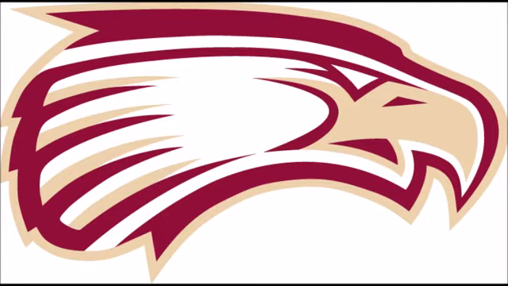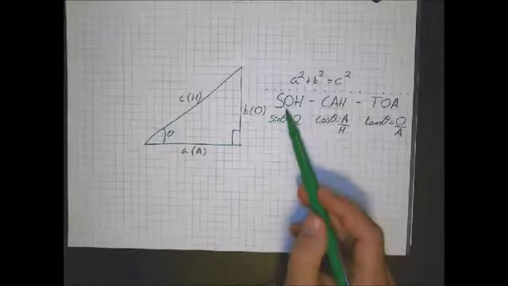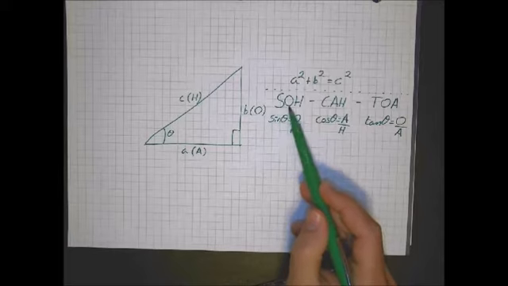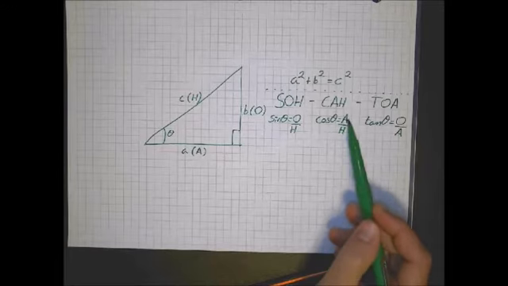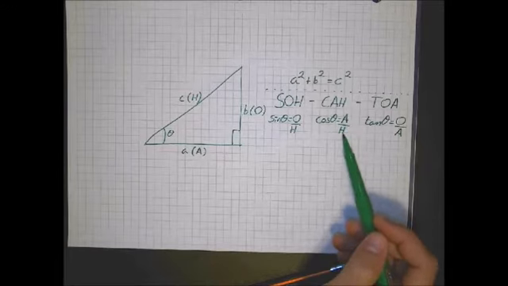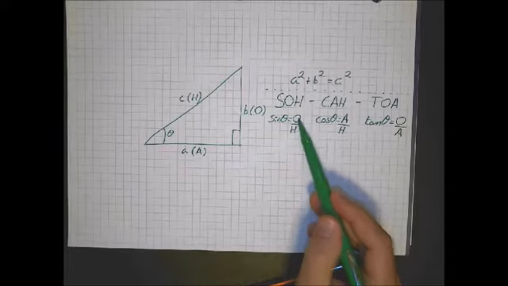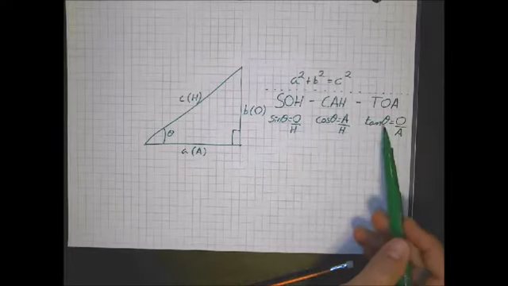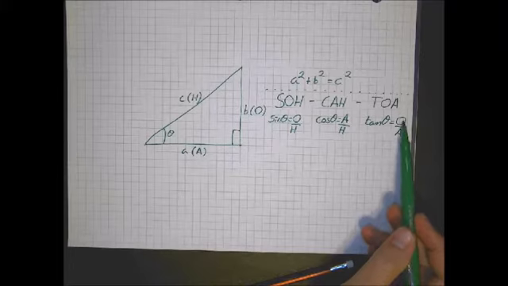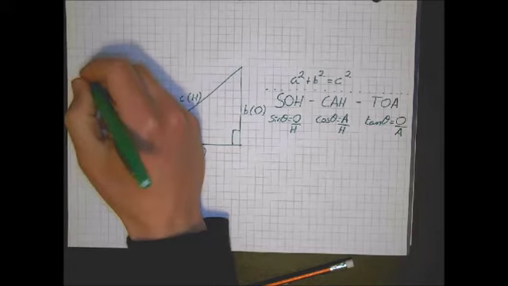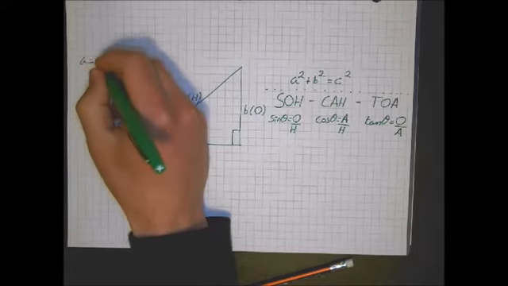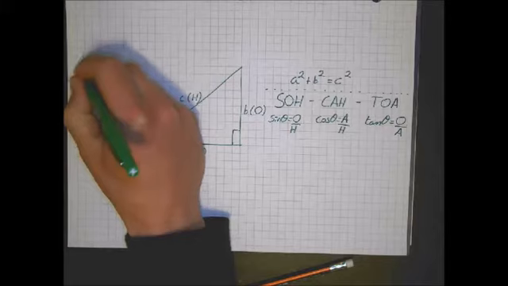Which can be remembered by saying SOH CAH TOA, where SOH is sine of theta is equal to opposite over hypotenuse. Cosine of theta, CAH, is equal to adjacent over hypotenuse. I think I said opposite over adjacent, sorry, opposite over hypotenuse, adjacent over hypotenuse, and then tangent of theta is opposite over adjacent.